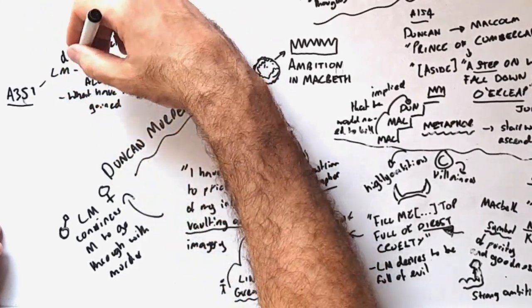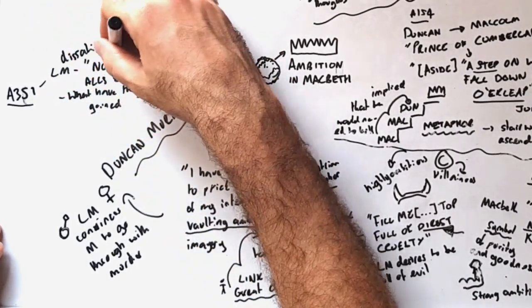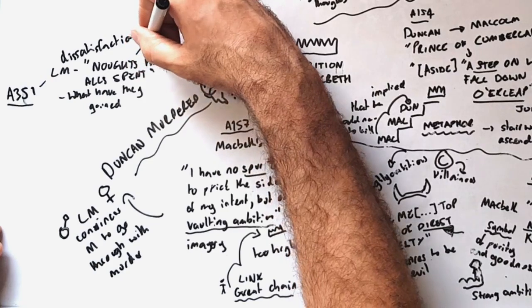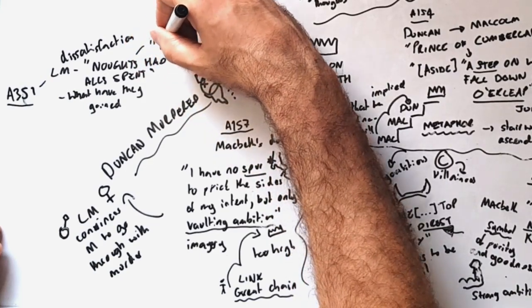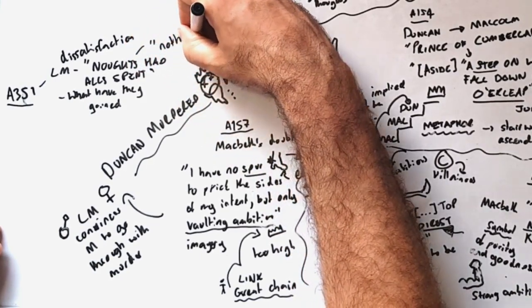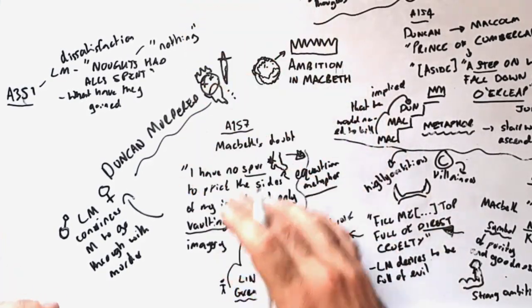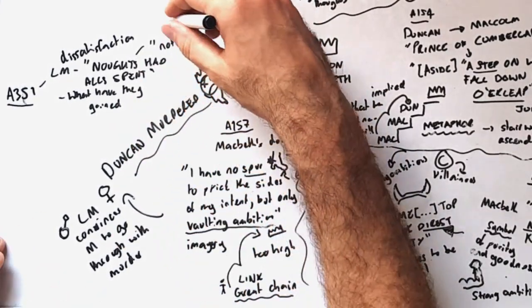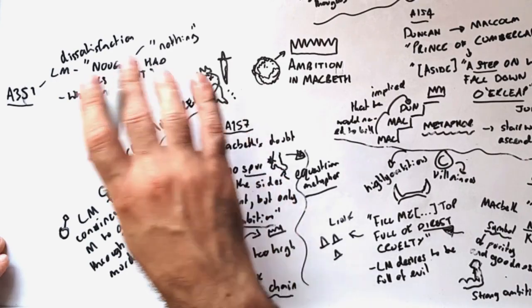So the dissatisfaction expressed by Lady Macbeth, "naught's had, all's spent," and this again links to that idea of nothingness that comes up later in the play. The idea that if you're too ambitious, you'll actually gain nothing is one of the key messages of the play. Similar but different.